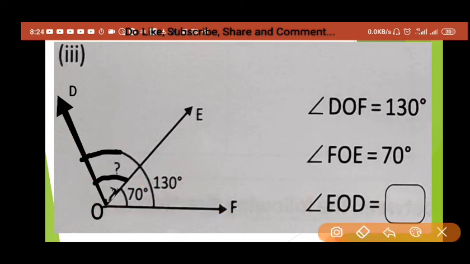Now next क्या है? FOE. So where is FOE? Start from F, go to O, then go to E. This angle FOE, what is that? 70 degree. Yes, you can see 70 degree there.